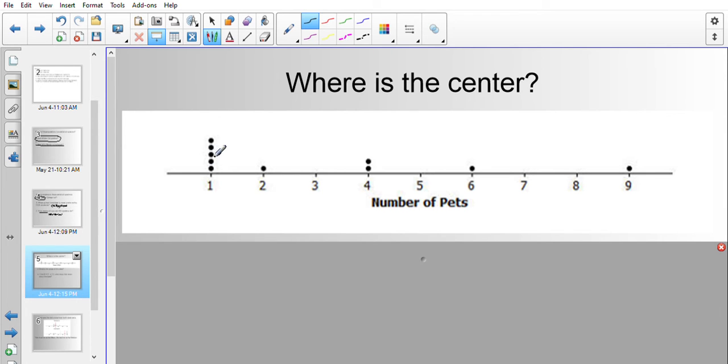So if I have 1, 2, 3, 4, 5 ones, 2, 3, 4, 5, I'll put a little comma there, sorry. And I have 1, 2, and I have 2 4s, 1 6, and 1 9. How do I find the mean or the average? Well, remember, first I add up all these numbers. So that's 1, 2, 3, 4, 5, 7, 11, 15, 21, 30.